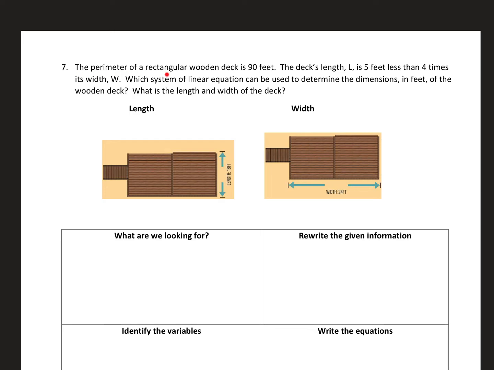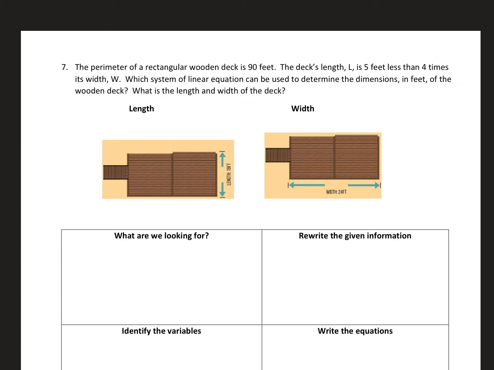The perimeter of a rectangular wooden deck is 90 feet. The deck's length L is 5 feet less than 4 times its width W. Which system of linear equations can be used to determine the dimensions in feet of the wooden deck? What is the length and width of the deck?